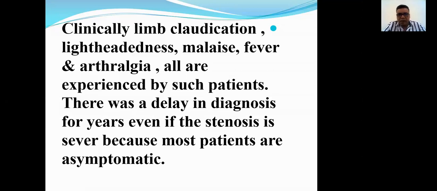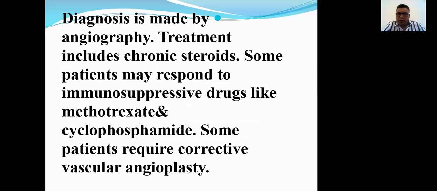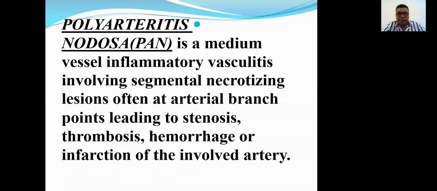Usually there is delay in the diagnosis because most patients are asymptomatic. Okay. The diagnosis is made with angiography and treatment includes chronic steroids. Some patients may respond to immunosuppressive drugs; here we can use methotrexate and cyclophosphamide. Some patients require corrective vascular surgery or angioplasty. So the options of treatment are steroids, possibly immunosuppressive drugs, and possibly surgery, which is angioplasty.